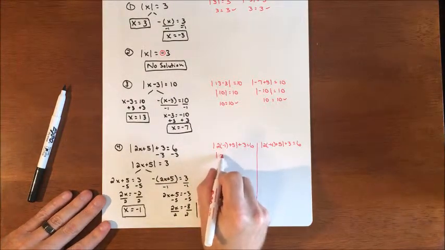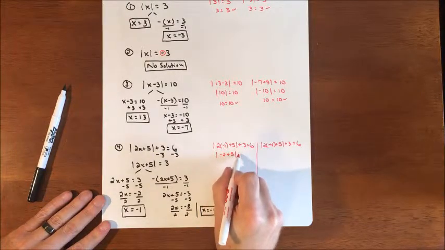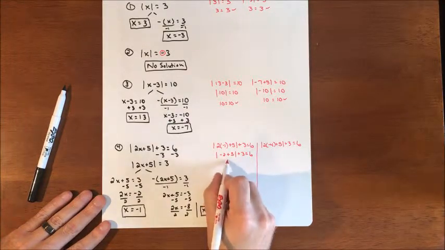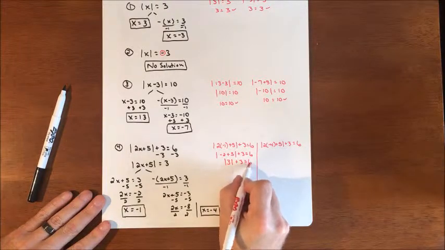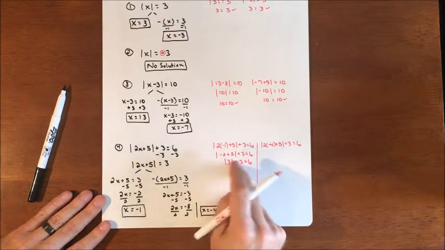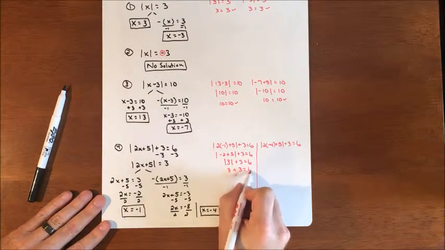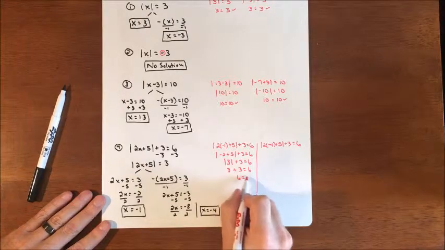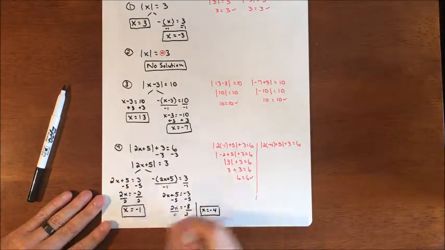So this is going to be a negative 2 plus 5. Absolute value of that plus 3 equals 6. This becomes 3. So the absolute value of 3 plus 3 equals 6. So that becomes 3 plus 3 equals 6. The absolute value of 3 is 3. So we get 6 equals 6. So that one checks. So negative 1 is good.